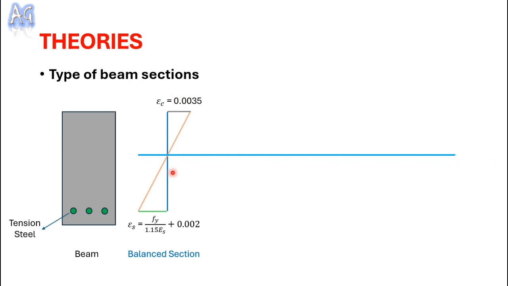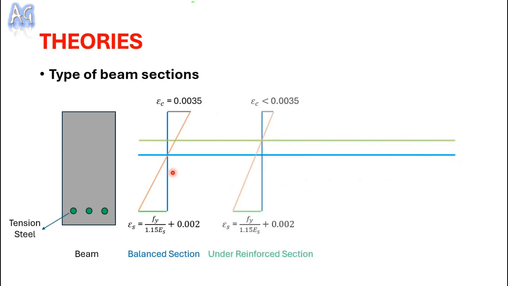Now another case may happen, where when the steel reaches the maximum strain value, concrete will not reach the maximum strain value. So that type of section is called an under reinforced section. From this diagram it is very clear that steel has reached the maximum strain value, but concrete has not reached the maximum strain value. So this type of section we will call an under reinforced section. And if we draw the neutral axis, you will see the depth of the neutral axis for this under reinforced section is less than the depth of the neutral axis of the balanced section.